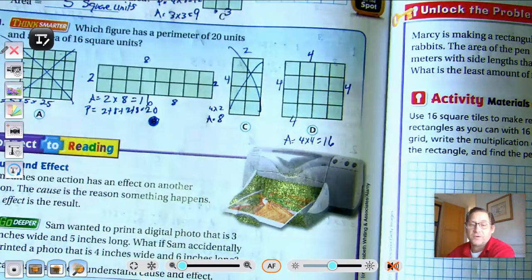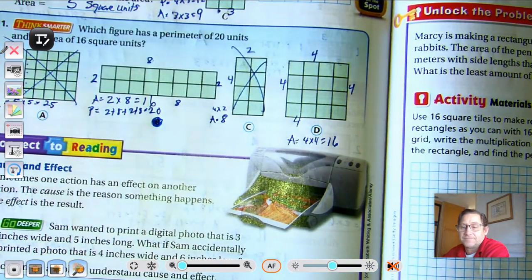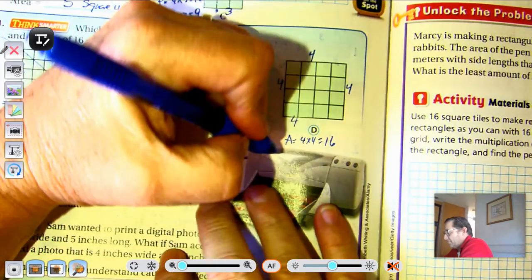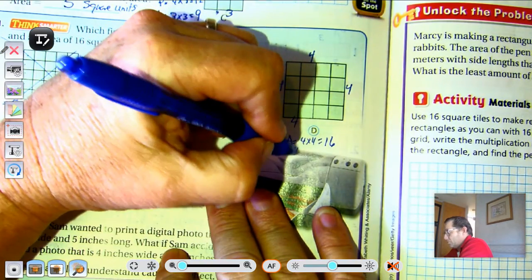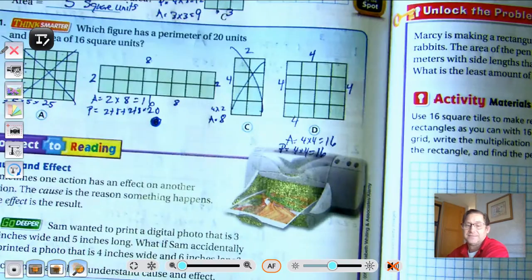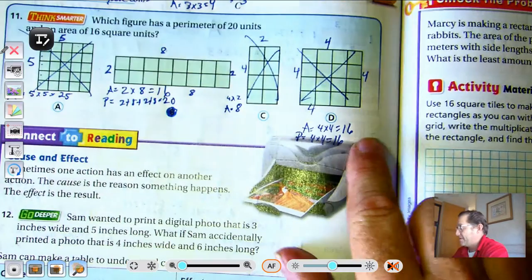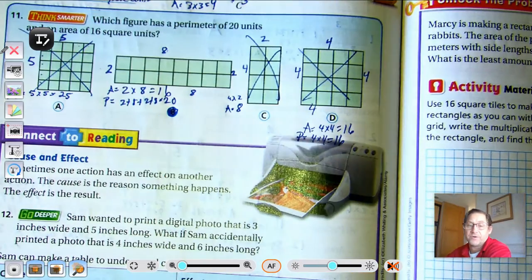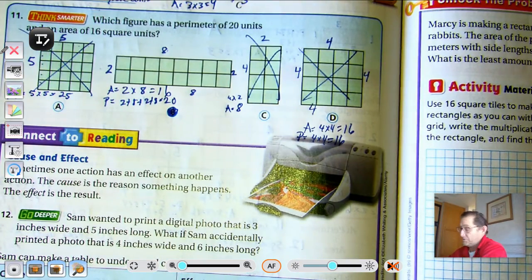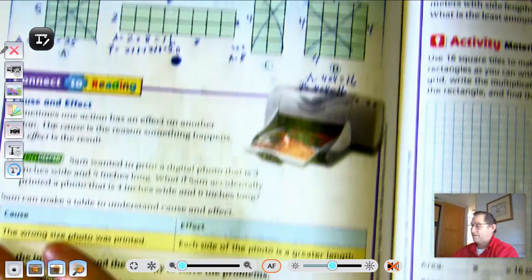Now, is the perimeter of that square 20? What's 4 times 4? Oh, well, we just said 4 times 4 is 16. So no, it does have an area of 16, but it didn't have a perimeter of 20. Okay, so it's just B. All right, number 12.